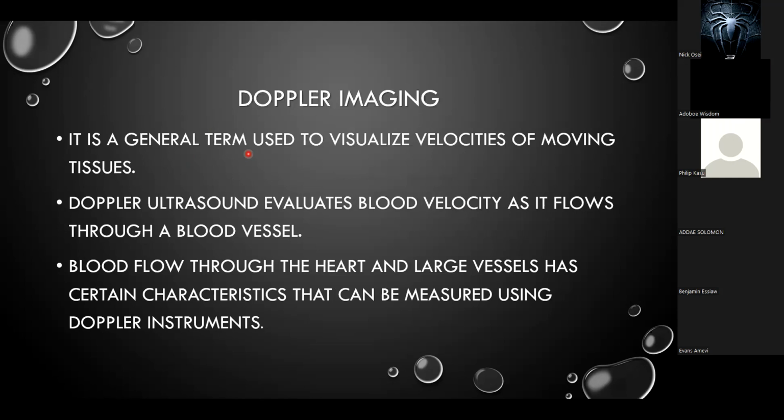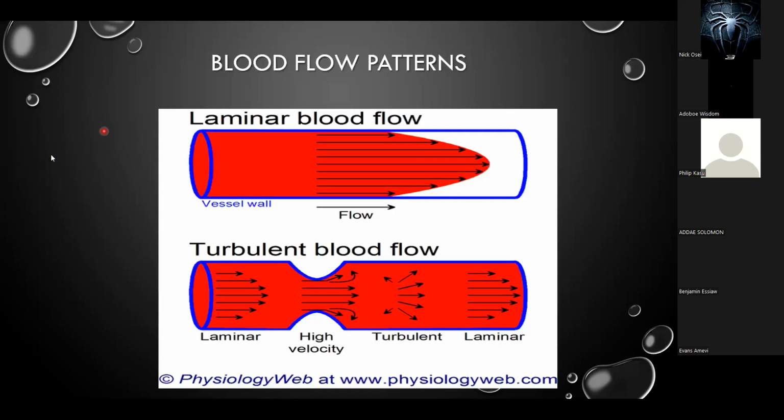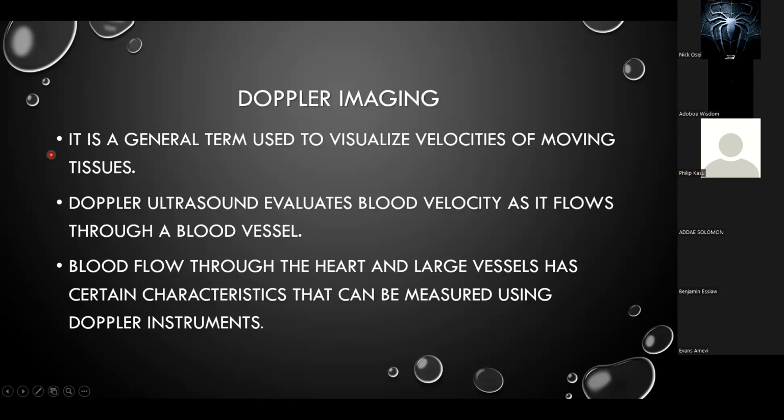So Doppler imaging. It's a general term used to visualize velocities of moving tissues. The advantage that we get from Doppler is that we're able to measure the speed at which various structures are moving, particularly blood flow, or fluid. That is able to tell us whether there's likely to be blood, ascites, pus, whether it is a blood clot, DVT and the rest. Doppler helps us. It gives us the speed, because we know the speed at which various structures should be moving.